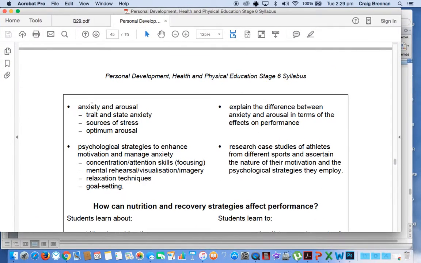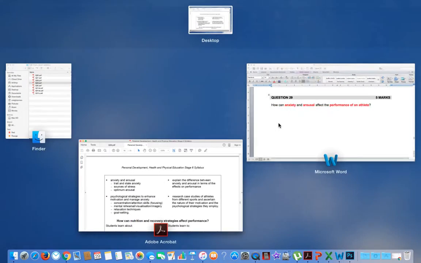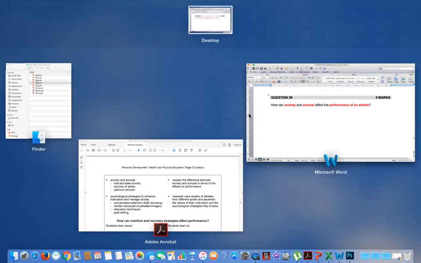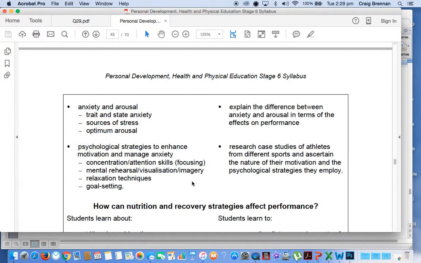So anxiety and arousal is our dot point up the top here. If we look across to the right-hand side, and this is the Learn 2, it says here, explain the difference between anxiety and arousal in terms of the effect on performance. That's very similar to how can anxiety and arousal affect the performance of an athlete. Very close to our question. Right, so there it is there.